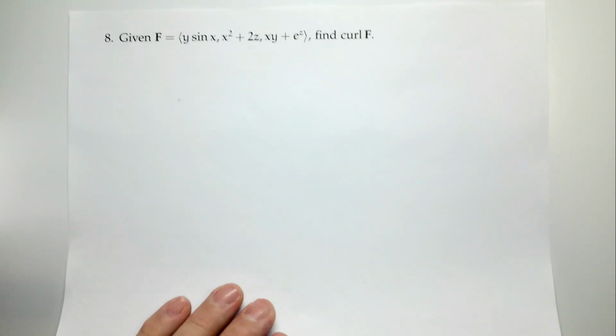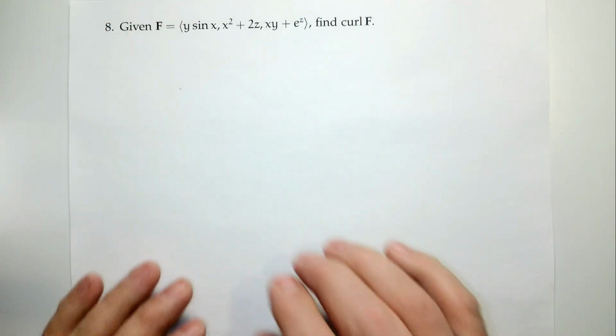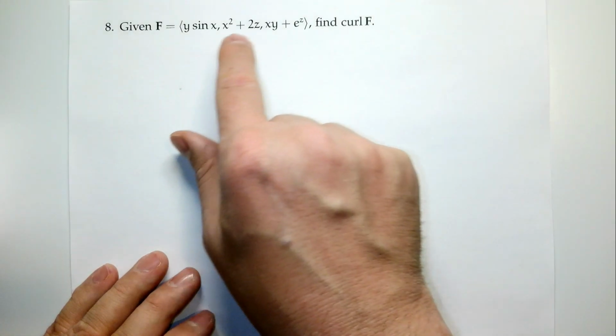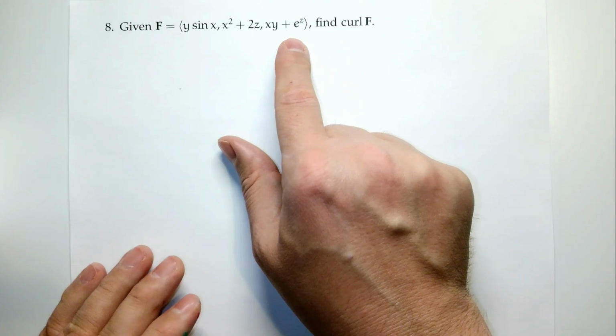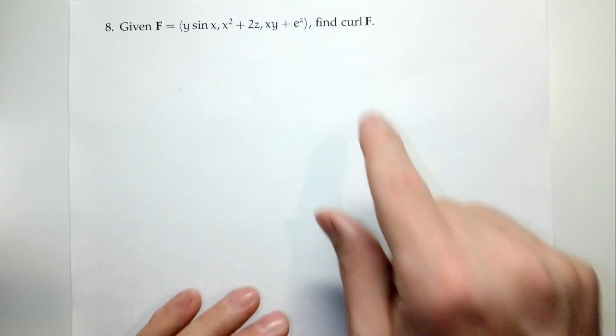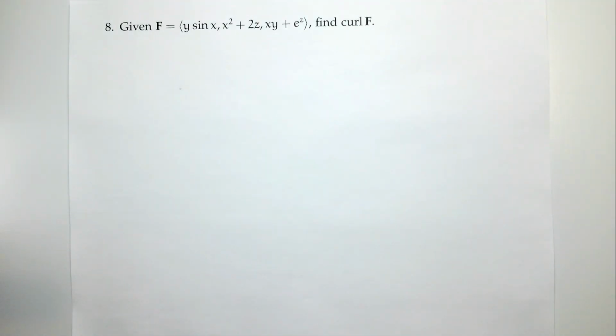Number 8. Okay. Suppose we have f equals y sine x, x squared plus 2z, xy plus e to the z. Well, that sounds really familiar. Well, yeah, we just did it. But now, see, there's been a change. It's not the divergence, it's the curl.